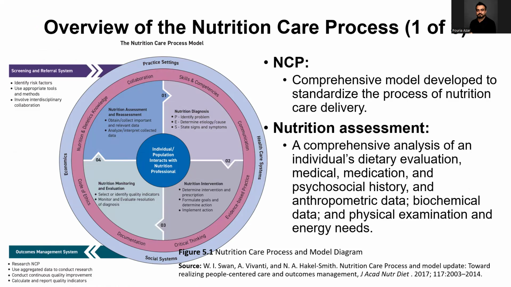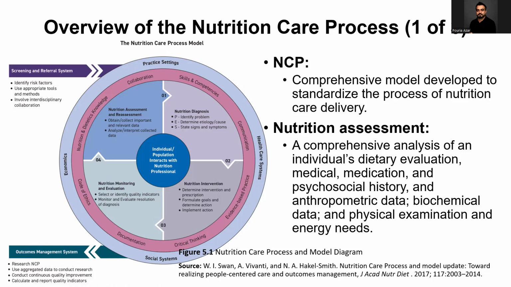So first of all, nutrition care process is a comprehensive model developed to standardize the process of nutrition care delivery. So it has four main components. First is nutrition assessment and reassessment. The second component or second step is nutrition diagnosis. The third one is nutrition intervention. And the last one is nutrition monitoring and evaluation.